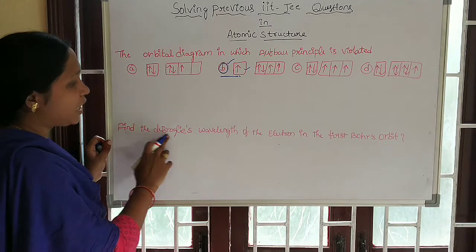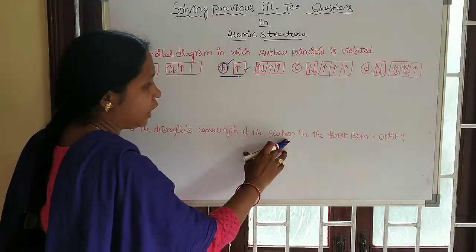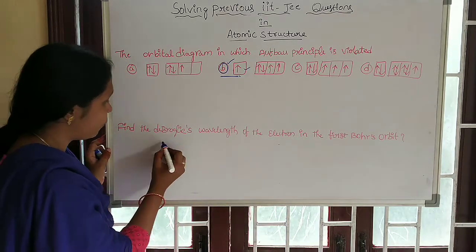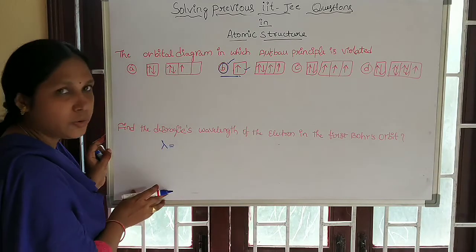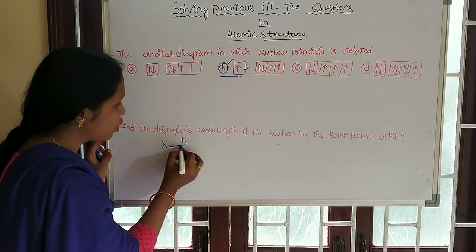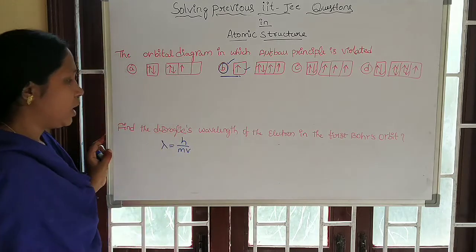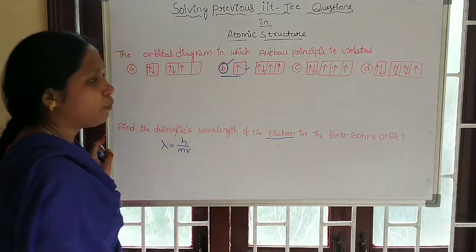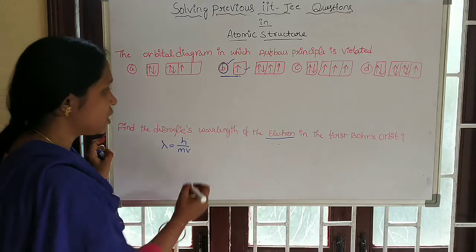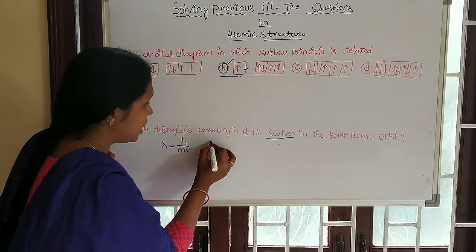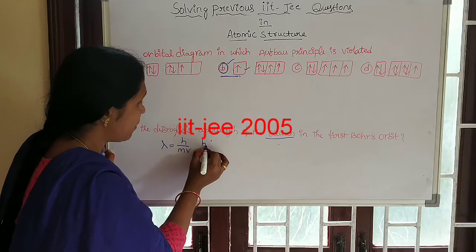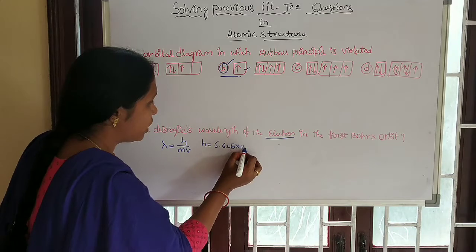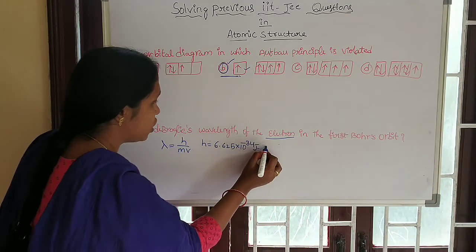Find the de Broglie wavelength of the electron in the first Bohr orbit. First, write down the equation for de Broglie wavelength: lambda is equal to h by mv. Here what is asked is the de Broglie wavelength of the electron in the first Bohr orbit. In the equation, h is Planck's constant. Already you know the value, 6.625 into 10 power minus 34 joule second.